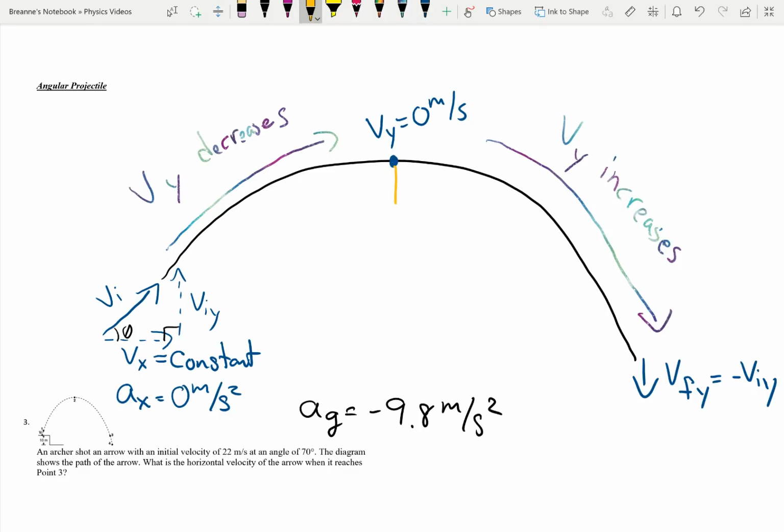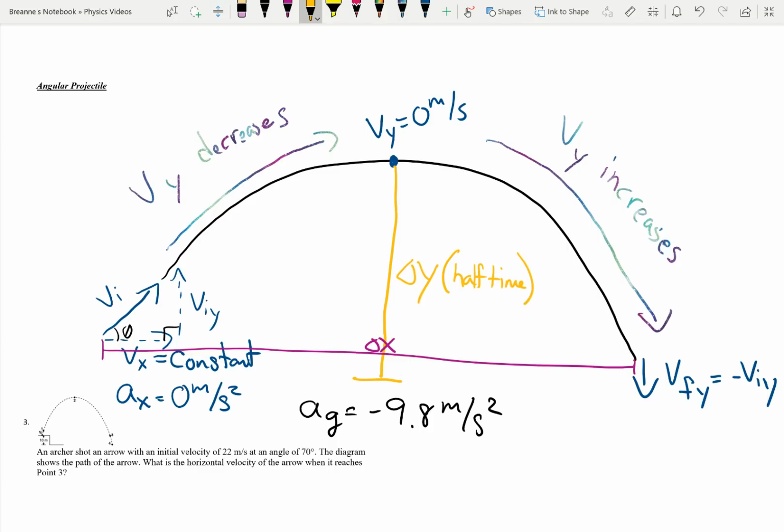You have your delta y halfway. Your delta y is halfway. And then that would be your delta x. Maybe I should have used a different color. We're going to use a different color for that one. So that would be your delta x. Now remember, for your delta y, you need to use half time, because it happens halfway.